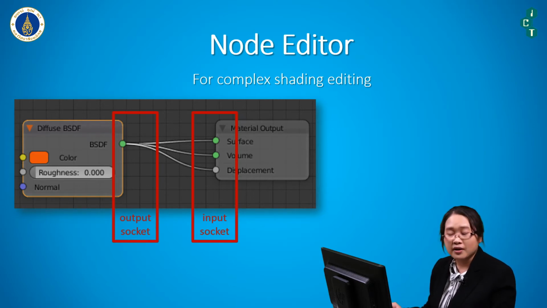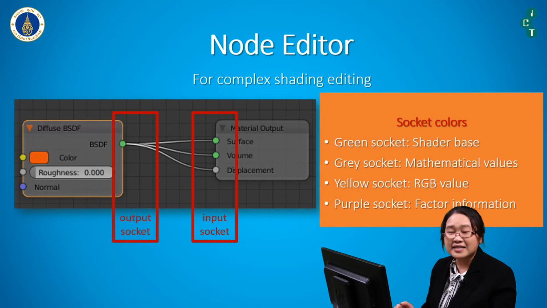inputs of another. Not only that, the next thing that you should know is that the color represents the type of the socket itself. For example, the green dots represent the shader base. So normally we connect the green with the green together, but it is not limited to just connecting the same color, you can connect cross color also.